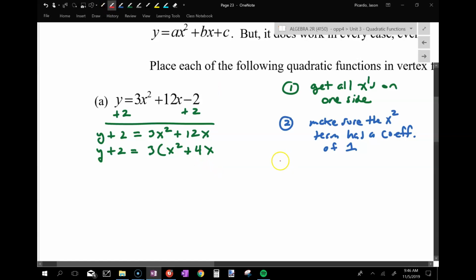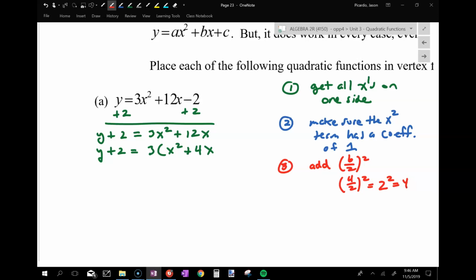All right, so now my third step is going to be to add b over 2 squared. So what's my b term right now? It's 4, right? So I have 4 divided by 2 squared. What's 4 divided by 2? 2. What's 2 squared? 4. Now watch, because this is where I'm going to mess you up. I'm going to add 4 here.